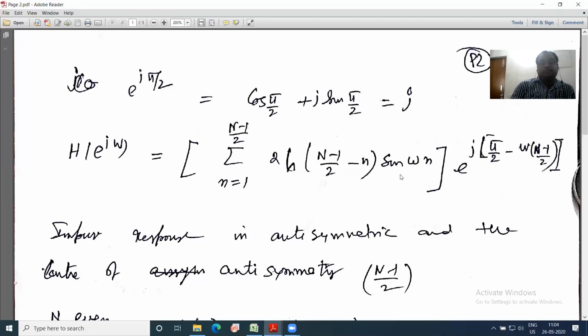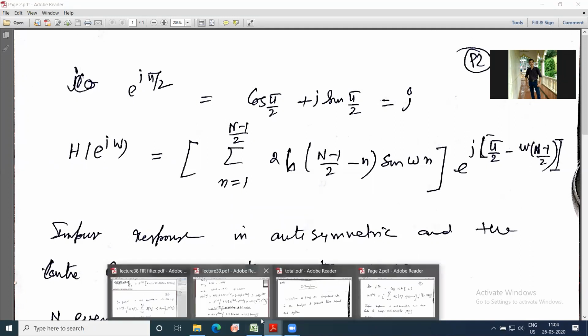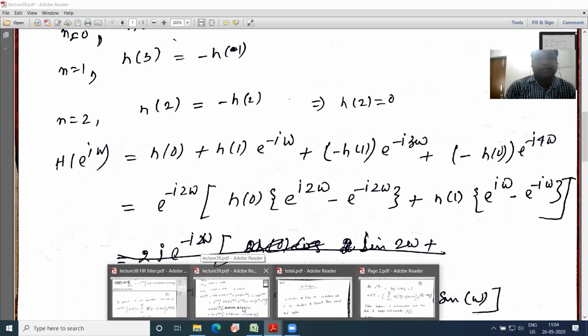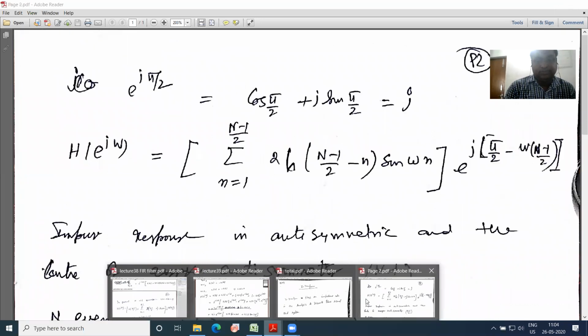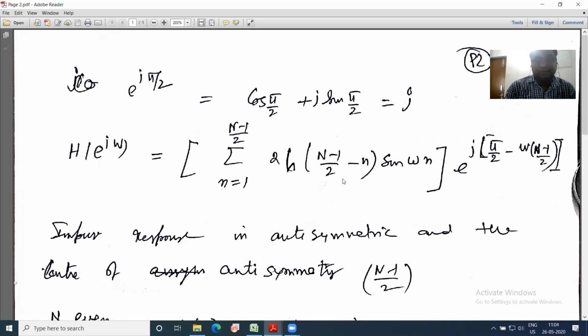Now see whether this matches or not. Now if I take 2h1 sin omega n. Yes, it matches? This is equal to h0, so h0 sin 2 omega, h1 sin omega. If you look here, if I put n equal to 1, 2h1 sin omega. Yes? And if I put n equal to 2, so 2h0 sin 2 omega.